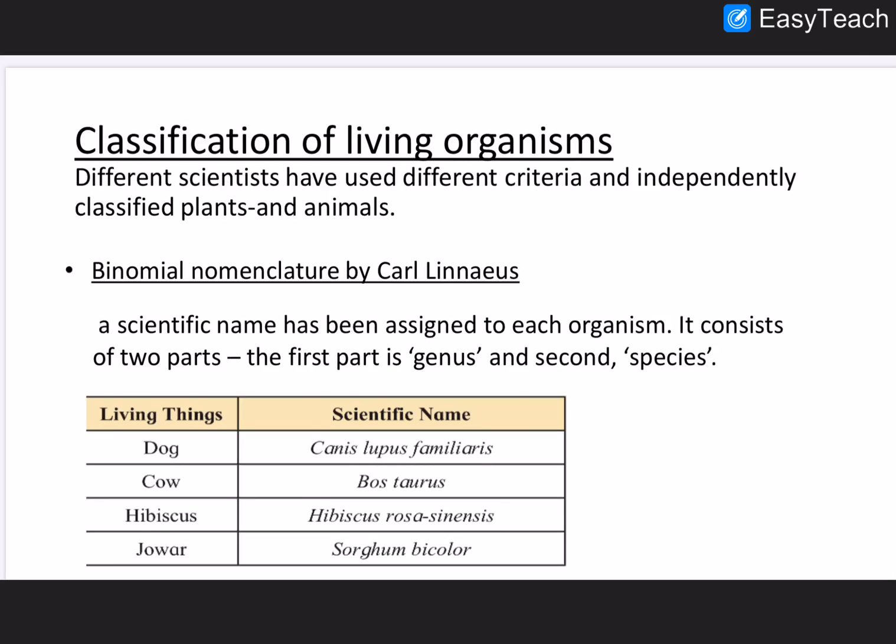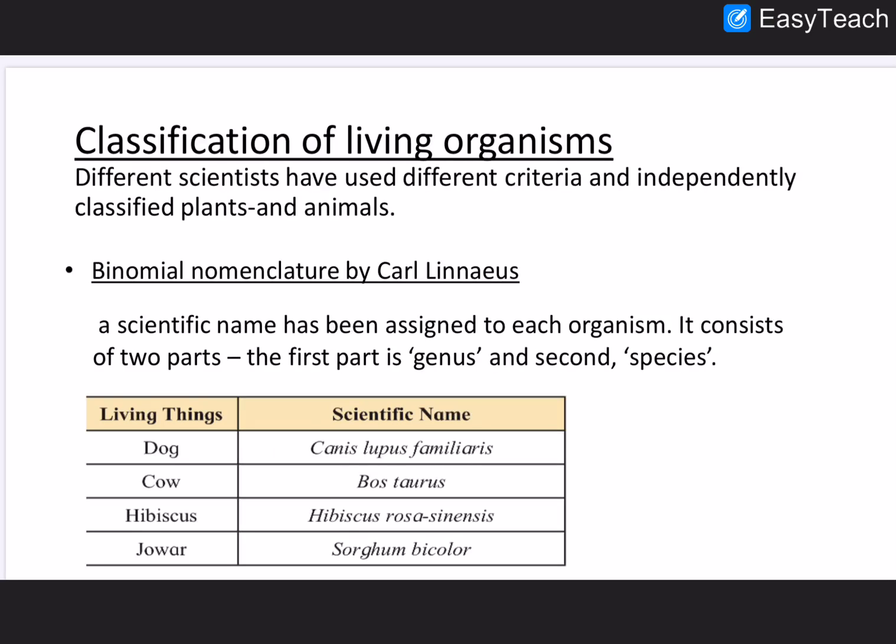So who founded the binomial nomenclature? Carl Linnaeus. A scientific name has been assigned to each organism. You can see a dog, cow, hibiscus, jowar. All the organisms and plants have a specific scientific name. That scientific name has been assigned to each organism.